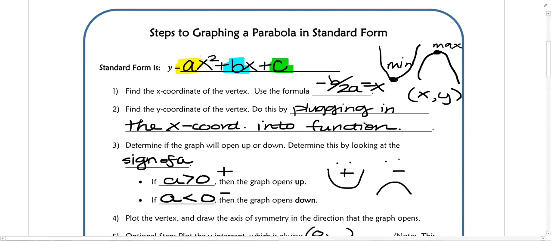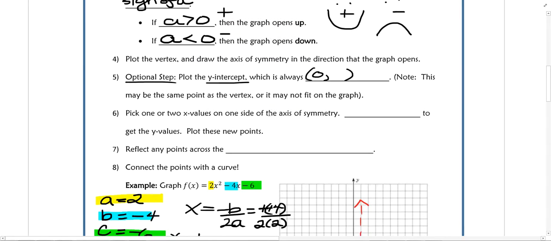If I let all these x's be 0, I'd have a times 0 squared plus b times 0 plus c. Well, we know anything times 0 is 0, so that turns into 0, that turns into 0, so I have 0 plus c, which is just c. And so c, even though it wasn't in the vertex formula, is a helpful way of finding the y-intercept. C is the y-intercept. Okay, so we can always use (0, c).